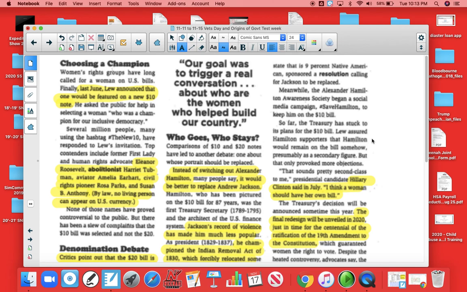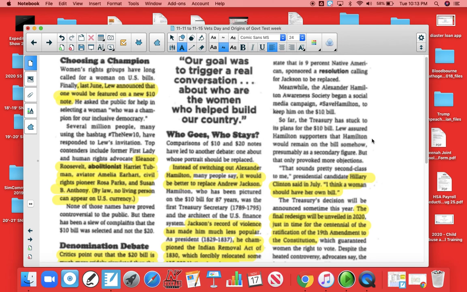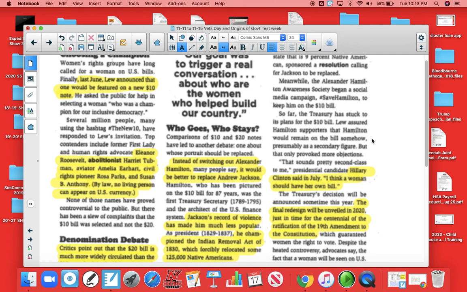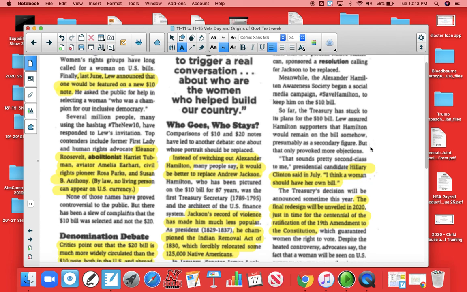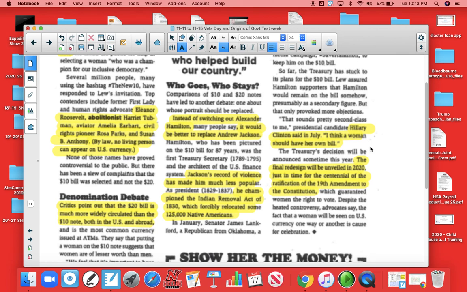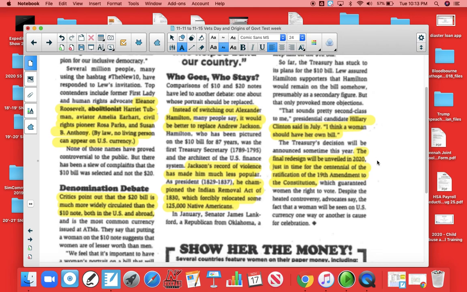So far, the Treasury has stuck to its plan for the $10 bill. Lew assured Hamilton supporters that Hamilton would remain on the bill somewhere, somehow, presumably as a secondary figure, but that only provoked more objections. That sounds pretty second class to me, presidential candidate Hillary Clinton said in July. I think a woman should have her own bill. The Treasury's decision will be announced sometime this year.